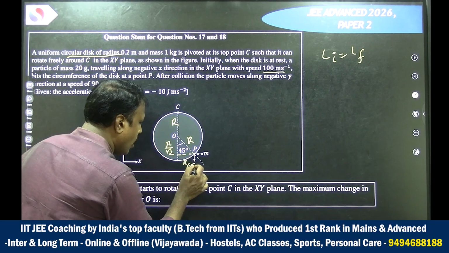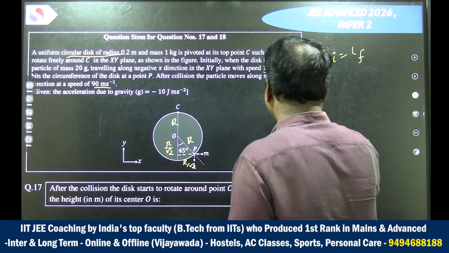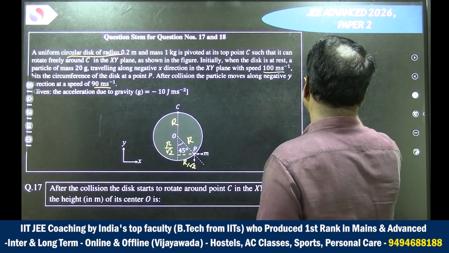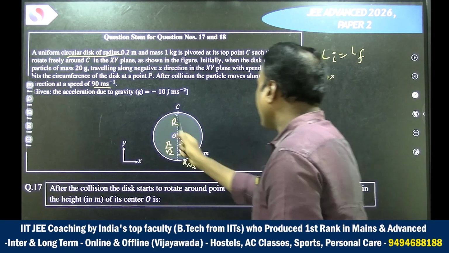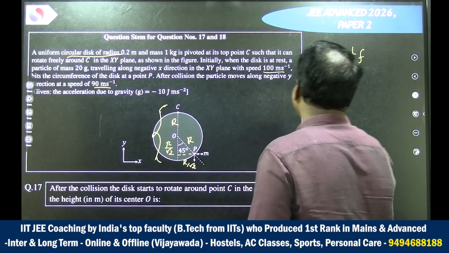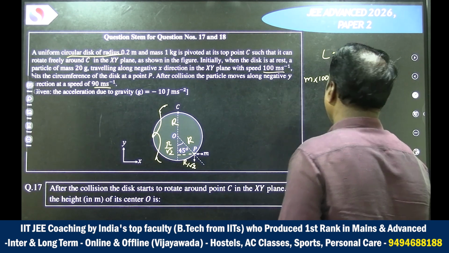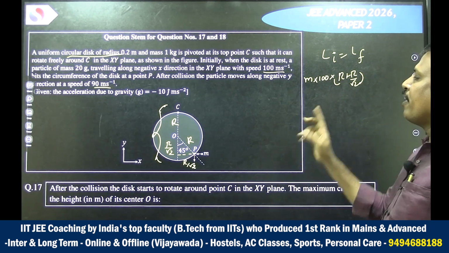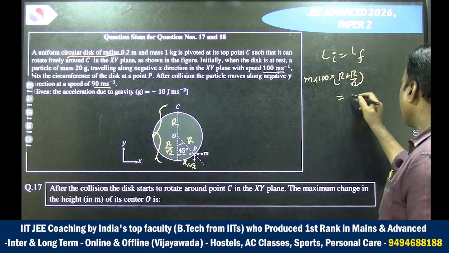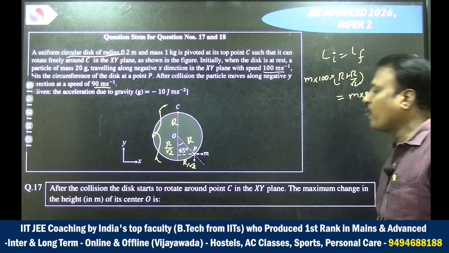This is also R sin 45. It is also R by root 2. That's why initially, when the particle is running with a velocity of 100 meters per second, its perpendicular distance from point C is R plus R by root 2. So in the entire system, initially only one member is moving. Later on, after this hitting, this particle's velocity is changed both in magnitude and direction.